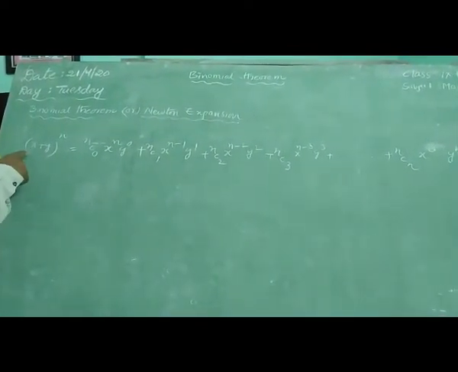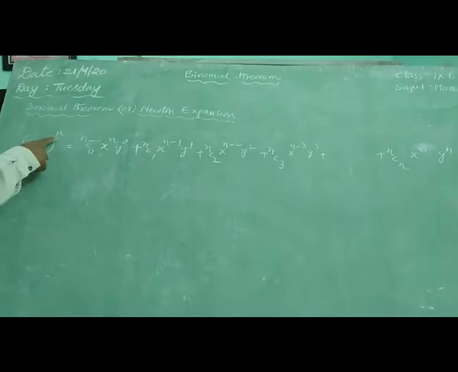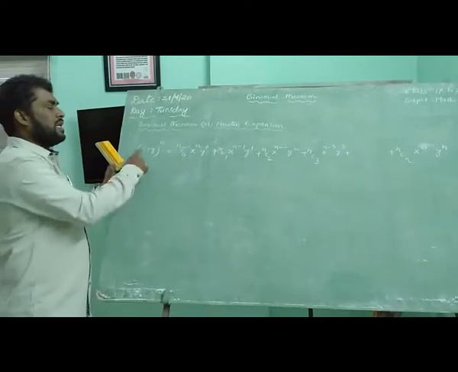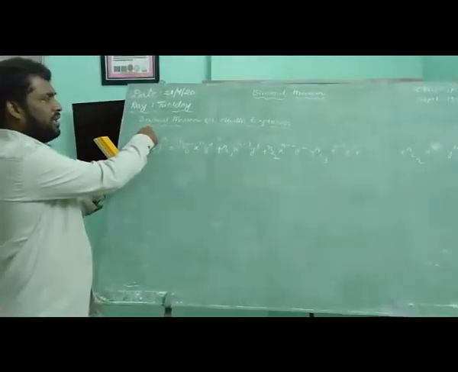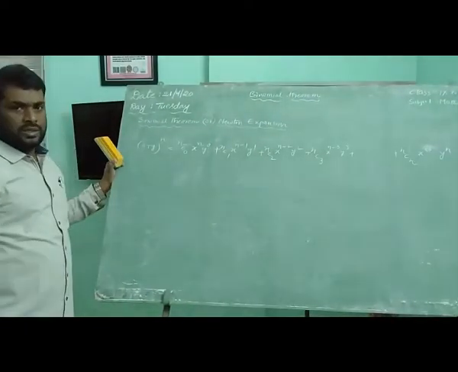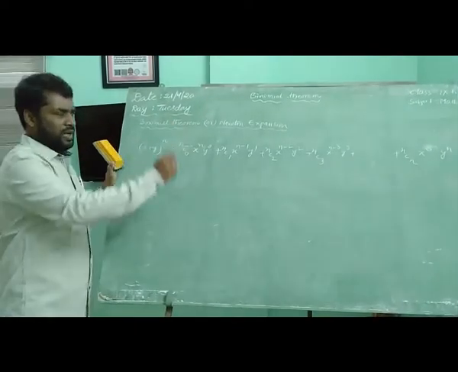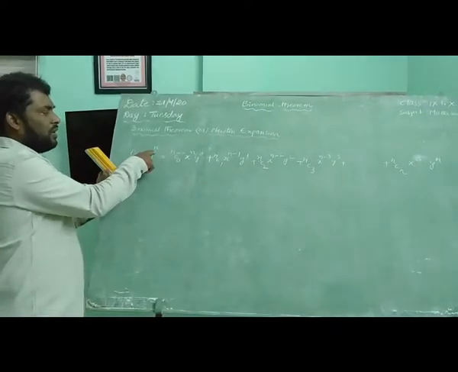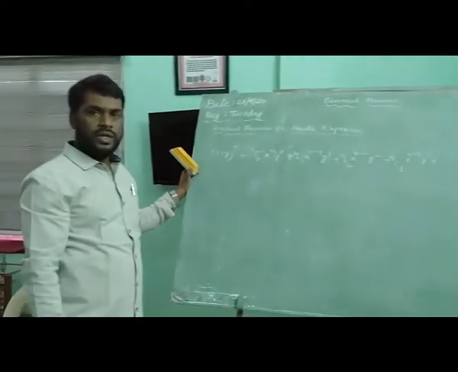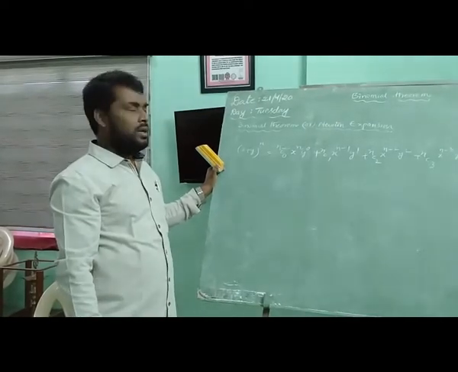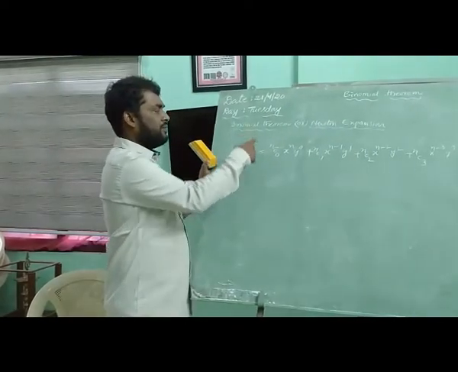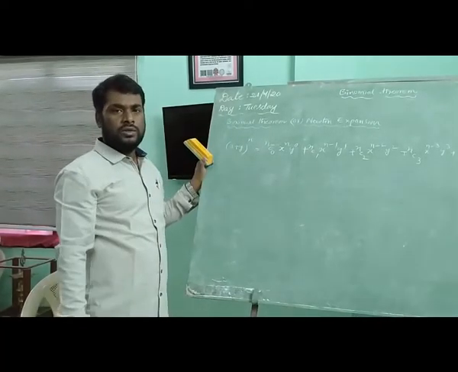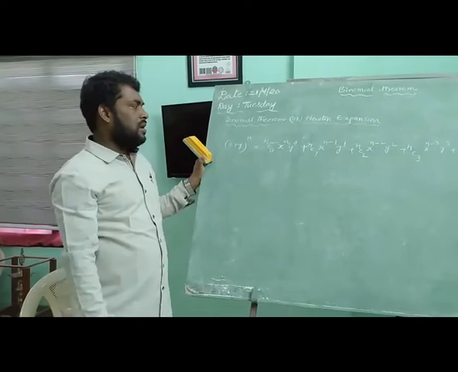So this is called the expansion of (x plus y) whole to the power of n, where n is a positive integer. This expansion is called the binomial theorem or Newton expansion. So in this expansion of (x plus y) whole to the power of n, how many terms do you get? We get n plus 1 terms, because here the exponent is n. If the exponent is n, then in the expansion of a binomial we get n plus 1 terms.